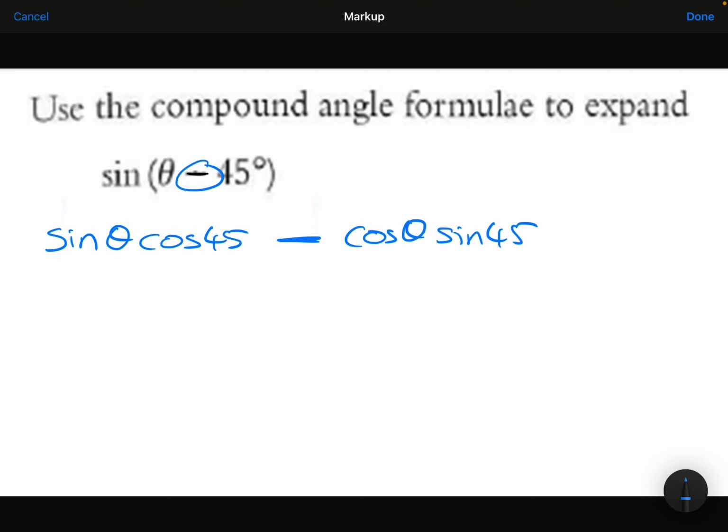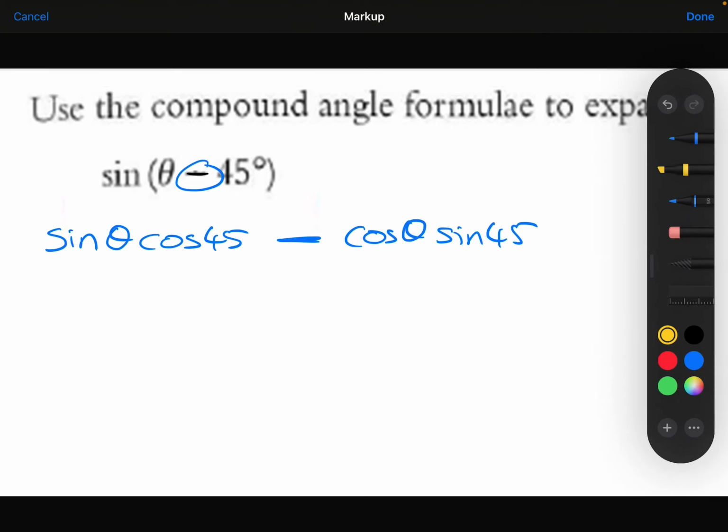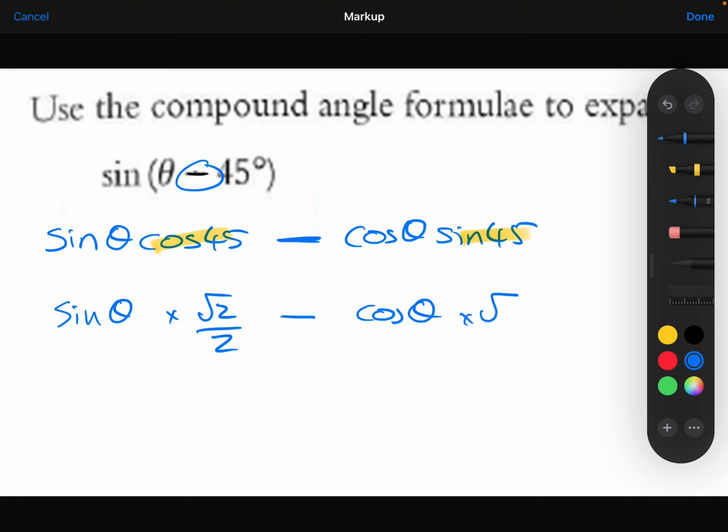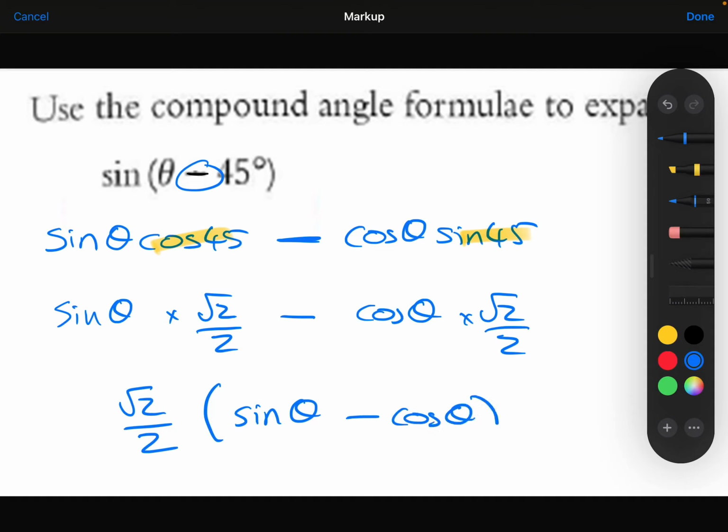And I can actually simplify this a little bit further because I do know what cos 45 and sine 45 are. In fact, they're both root 2 over 2. So I can simplify this further and say sine theta times root 2 over 2 minus cos theta times root 2 over 2, which in this case I could simplify a little bit more to factorise the root 2 over 2 outside and just leave me with this if I wanted to. So this is the same thing as this.